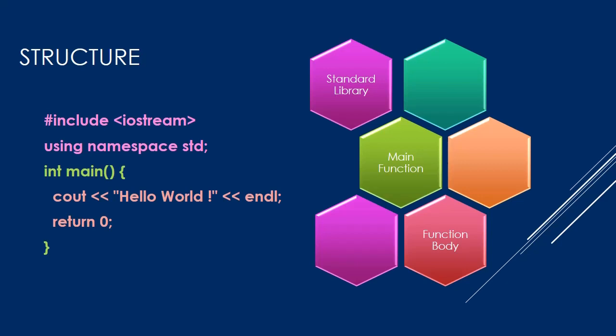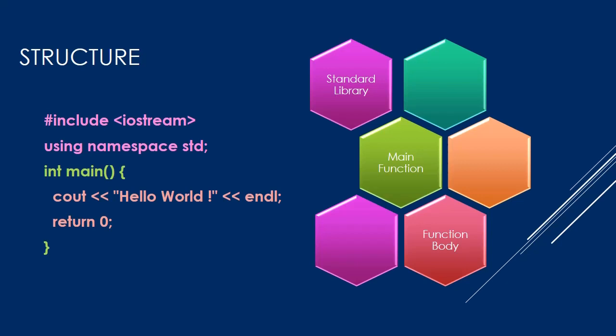The first two lines are the standard library section, and in this, #include is a preprocessor directive which tells the compiler to include the library file which is given inside the angular braces. So here it is iostream. #include tells the compiler to include the library file iostream into this particular program.